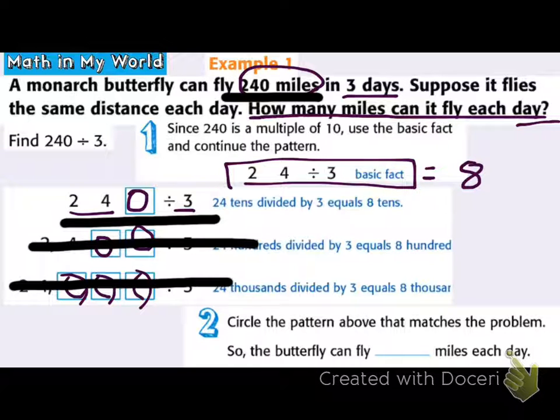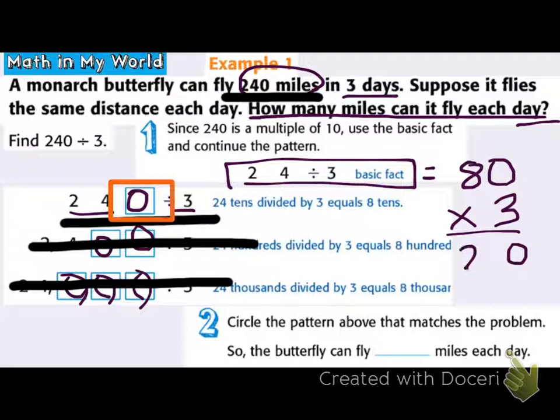Thinking about the place value, this is the problem: 240 divided by 3. So I know we're in the hundreds place value. Step 3 is solve. Well, I need a 0 because there's 1 zero there, so I better put my 0. And I'm going to see if it's reasonable. I think 240 miles in 3 days would be 80 miles each day. So if I multiply by 3, I should get 240. Look, I did. So the butterfly can fly 80 miles every day. I know I have the right answer.